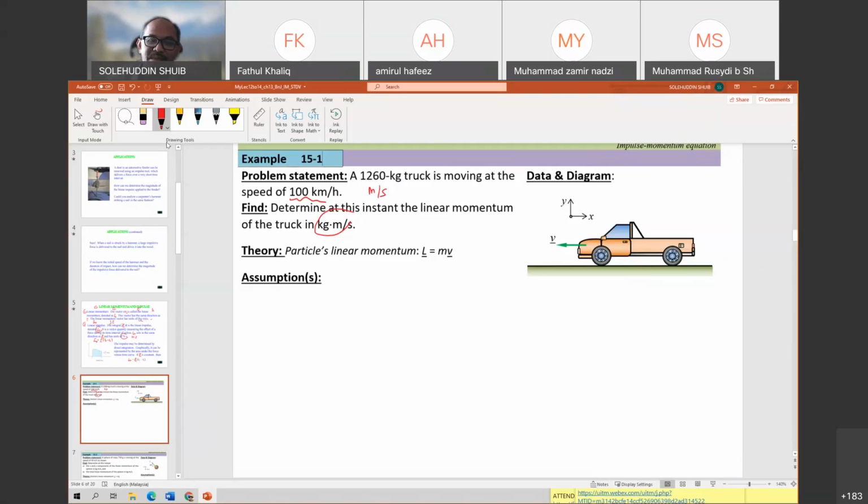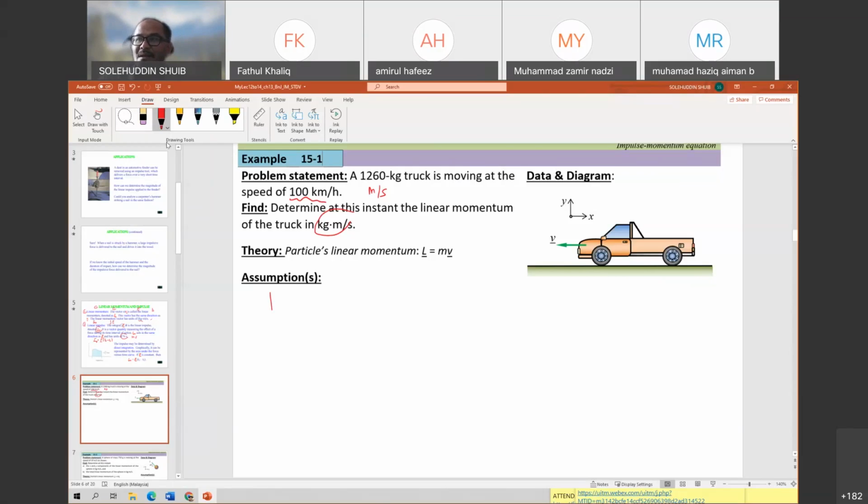In which direction? It moved to the left, right? So by referring to this datum, it is minus, right? So we want to use the theory of particle's linear momentum, which is L equal to mv. Okay, so we start to do the calculation.